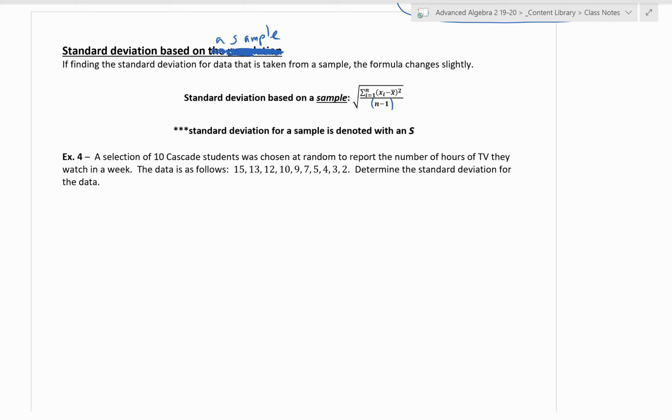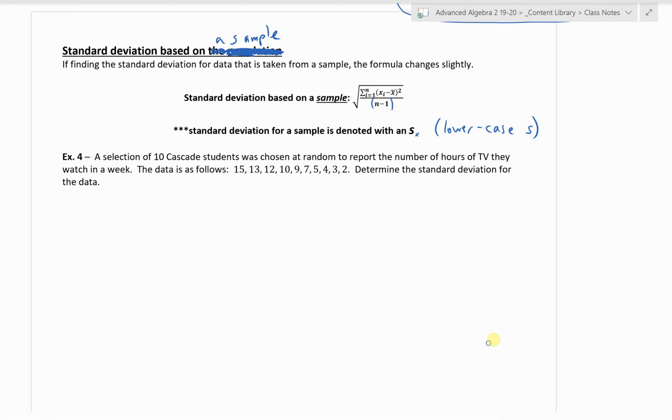Ultimately, it's more accurate in the long run when we do it this way, but I don't want to get into all of the history of why that formula is the way it is. So if you're doing it for a sample, we'll take 1 less than the sample size rather than the actual sample size. And the standard deviation for a sample is denoted with a lowercase s. That is the English letter S, not a Greek letter. And typically you'll see an X in the subscript representing the data that's being measured here.